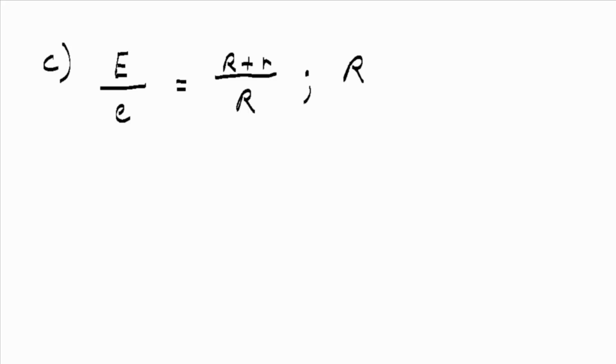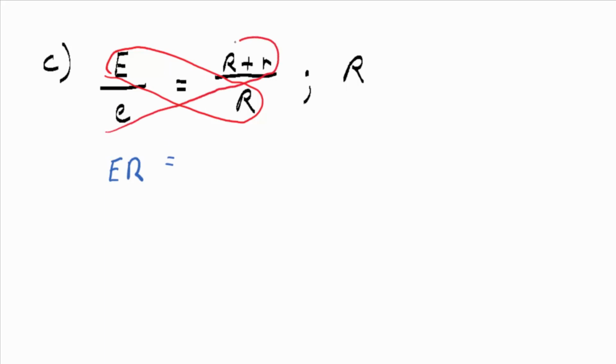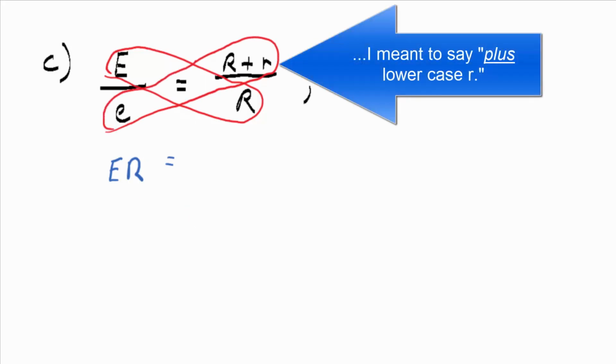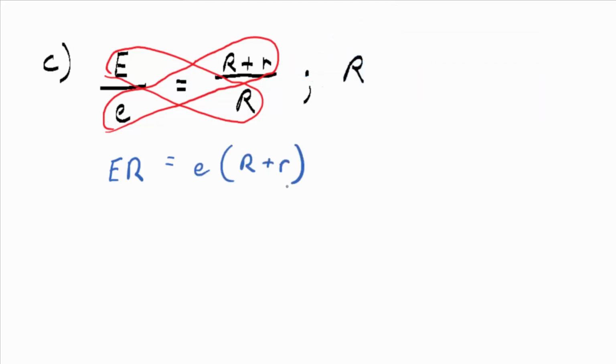Let's do that. So we cross multiply, and we'll get e times R, or maybe since they're in capital letters, right? Okay, and then we're going to multiply the e times the quantity uppercase R plus lowercase r. So let me just write that down. Little e times the quantity big R plus little r. Does everybody see that? Everybody okay with that?